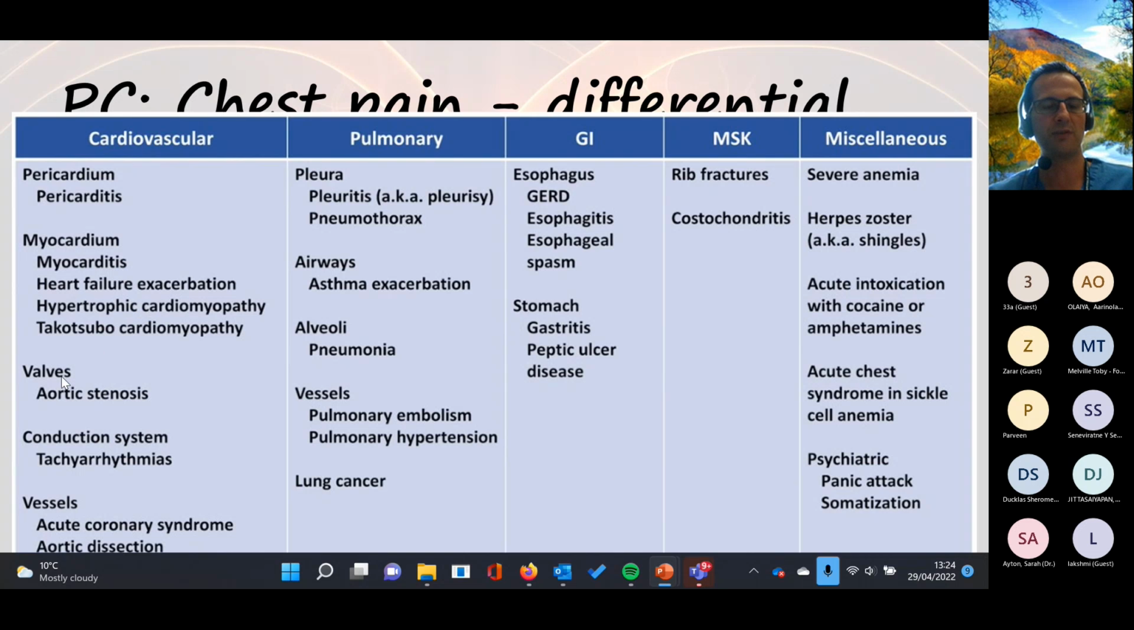You can get a similar sort of process with aortic stenosis, and aortic stenosis can lower your threshold to develop angina because you're finding it harder to perfuse the body and the coronary arteries, and the heart's having to work harder. So that can cause an angina. Tachycardias can do it. We've talked about a lot of the respiratory causes already. We haven't covered asthma exacerbation, but obviously that might present more with wheezing. And then there are other things like costochondritis, which is very important.